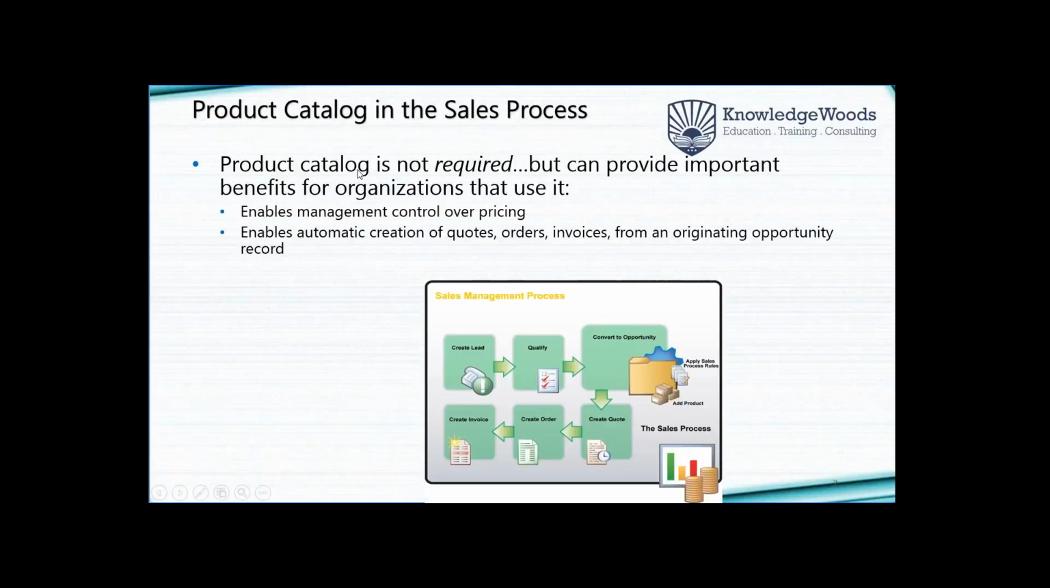Again, if you're using the product catalog, it's not required that we use the product catalog. It's not mandatory. But if we use the product catalog, the organization can have control over the pricing. The pricing can be standardized. It also enables automatic creation of quotes, orders, and invoices from the originating opportunity. So with the use of a product catalog, you can automate the complete sales order processing.